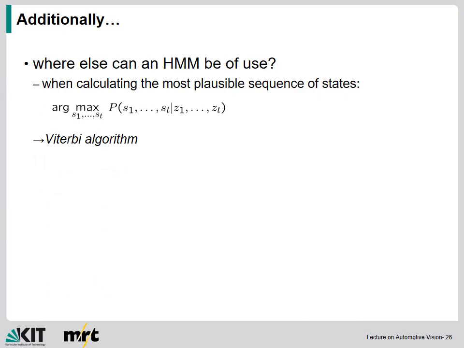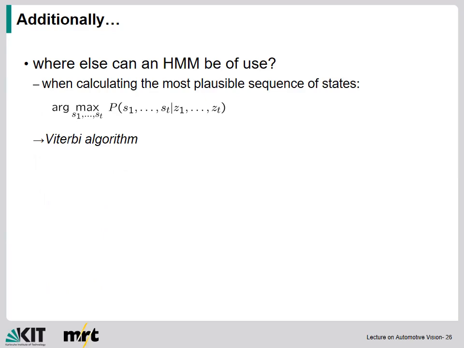These are some basic ways to use hidden Markov models for behavior recognition. But of course, these are not all the tasks that we can solve with hidden Markov models. One task that sometimes occurs is that we want to calculate the most plausible sequence of states. So we are not considering which is the most likely state at a certain point in time and then at the next point in time, but what is the sequence of states that is most probable.